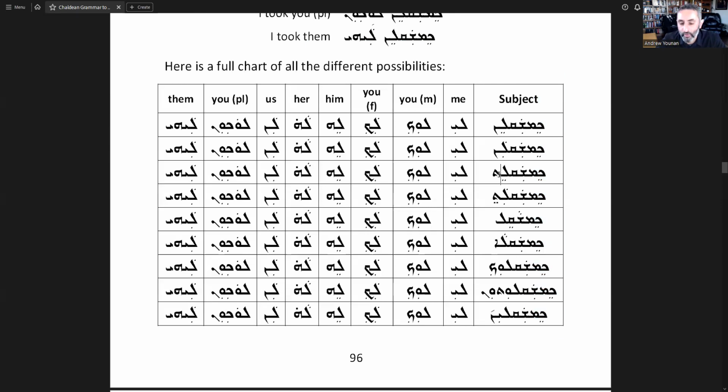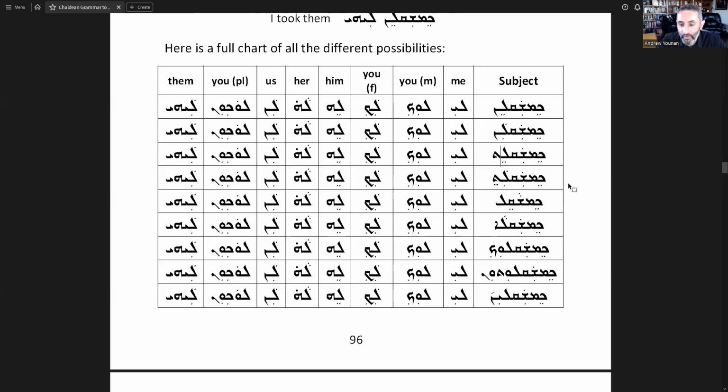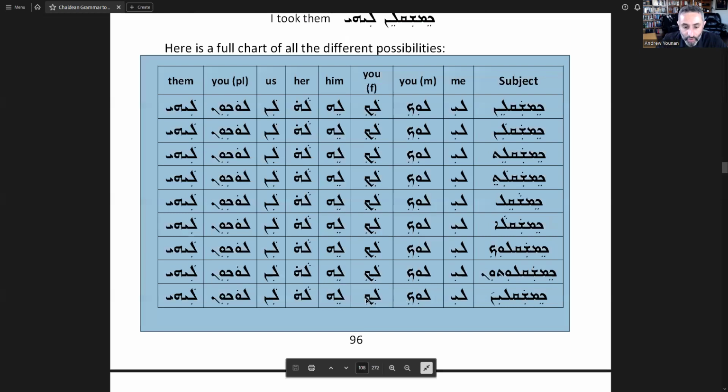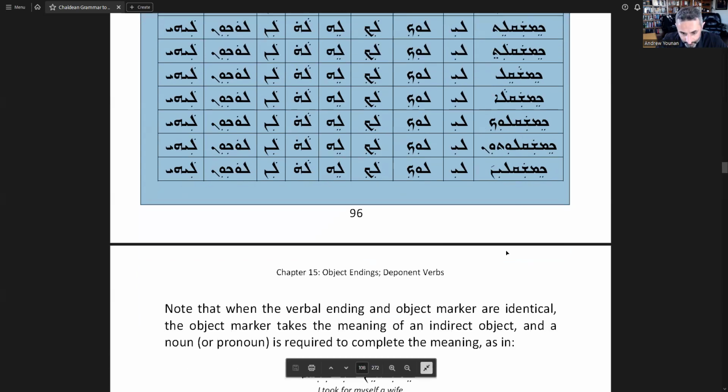This is a very confusing part of the language. You might want to maybe watch this lesson a couple other times just to make sure that you understand what's going on. Okay, but here's all the different possibilities. Kim shaqli, kim shaqli luch, kim shaqli lach, and so on. Just take this. It's this kind of subject, this kind of object. This is what you're going to get.